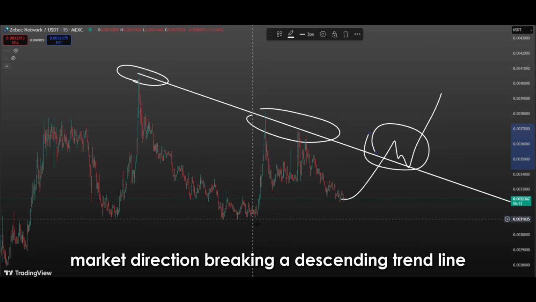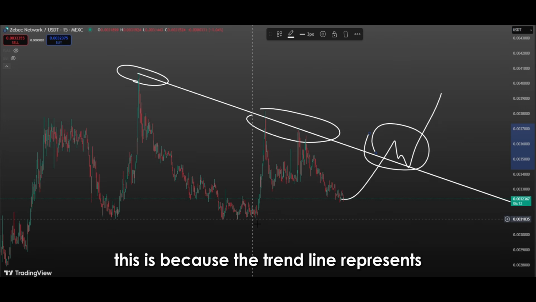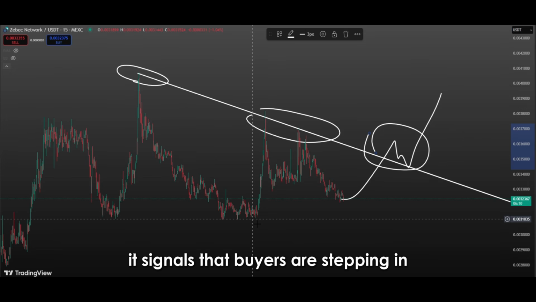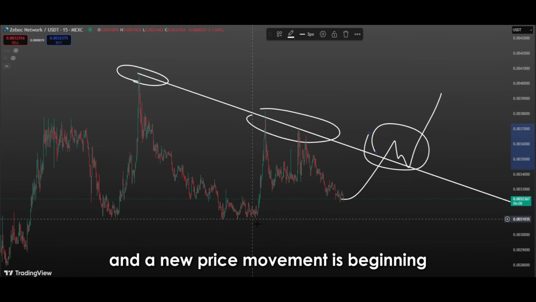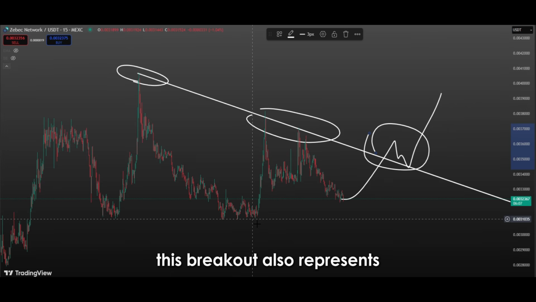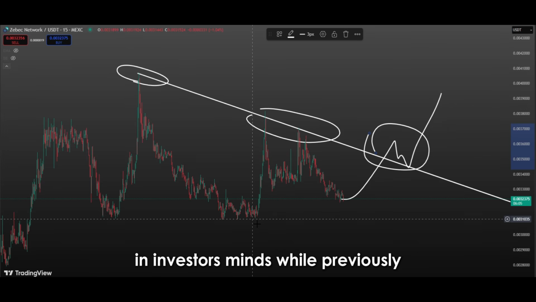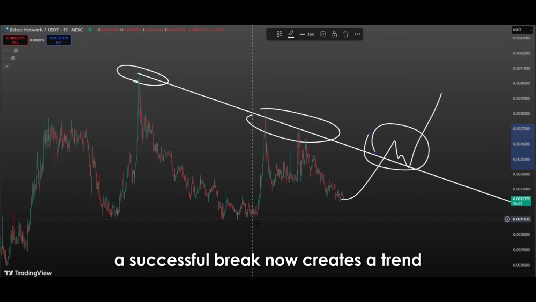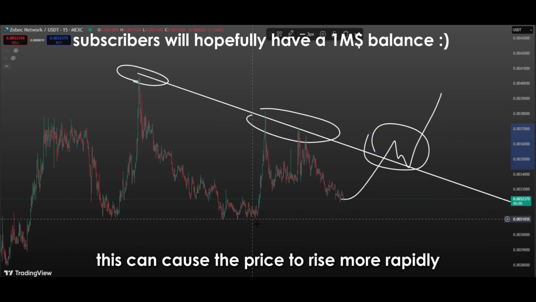Breaking a descending trend line generally provides the price with fresh upward momentum. This is because the trend line represents seller dominance. When the structure is broken, it signals that buyers are stepping in, the supply-demand balance is shifting in favor of the buyers, and a new price movement is beginning. This breakout also represents the crossing of a psychological threshold in investors' minds. While previously, the price had always reversed at this line, a successful break now creates a perception that the trend is changing, triggering new buying interest. This can cause the price to rise more rapidly.